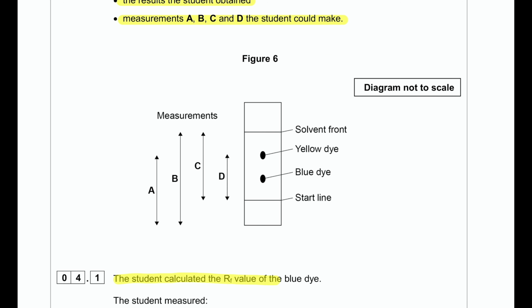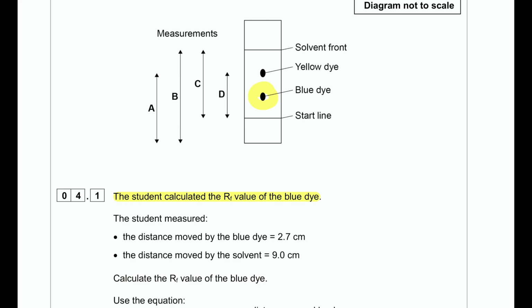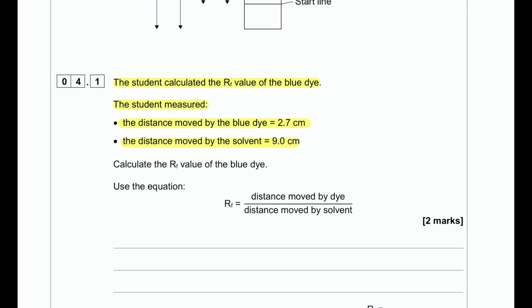The student calculated the Rf value of the blue dye. So we are calculating the Rf value of the blue dye, this one. The student measured the distance moved by the blue dye as 2.7 centimeter, and the distance moved by the solvent as 9 centimeter. So what is the Rf value?